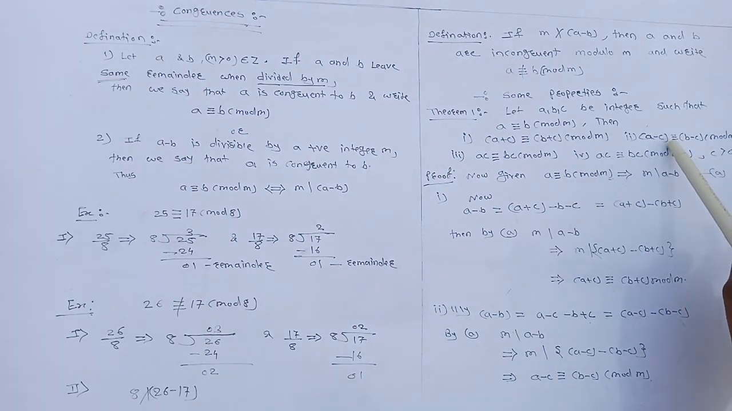Similarly for the second, we have to show that A minus C is congruent to B minus C mod M. That means A minus B you can write in this way: A minus C minus B plus C, that means minus C plus C, this is an adjustment, is equal to A minus C minus B minus C. Now by equation A, M divides A minus B, so M divides their difference A minus C minus B minus C. So we can write A minus C congruent B minus C mod M. This is by the definition of congruence. So this is proved.